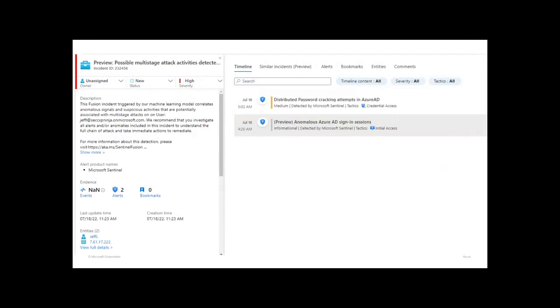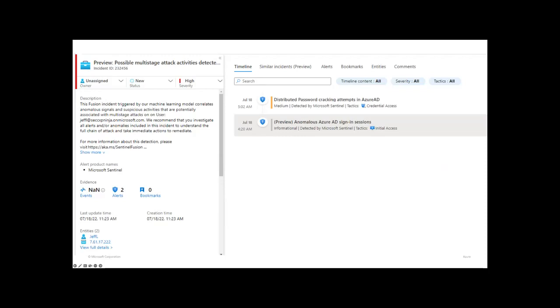This right here just shows you a quick screenshot of what a Fusion incident looks like. And this is a Fusion incident that covers possible multi-stage attack activities. As you can see here under the timeline, we have a scheduled analytic rule, which is a distributed password cracking attempt in Azure AD. And here at the bottom, we have the anomaly. This is an anomalous Azure AD sign-in session.